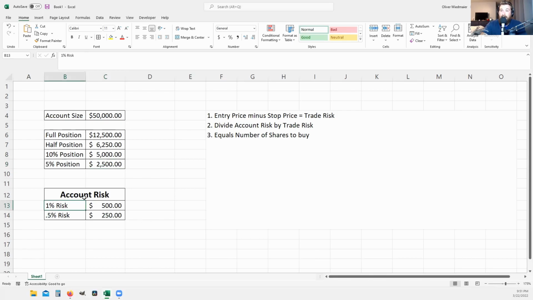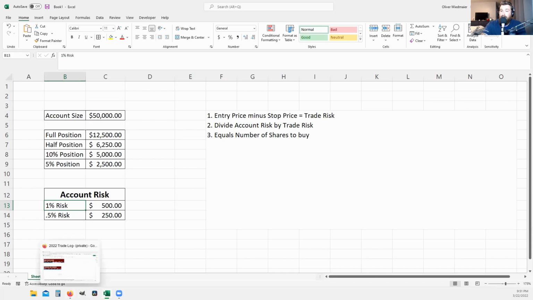Next, I'm going to calculate risk. This is the amount of money that I'm willing to risk for my account size. So absolutely max would be 1% risk, which would be $500 if your account size is $50,000, and then 0.5%, which would be $250. So in real time, this is how we would do it with a real life example.